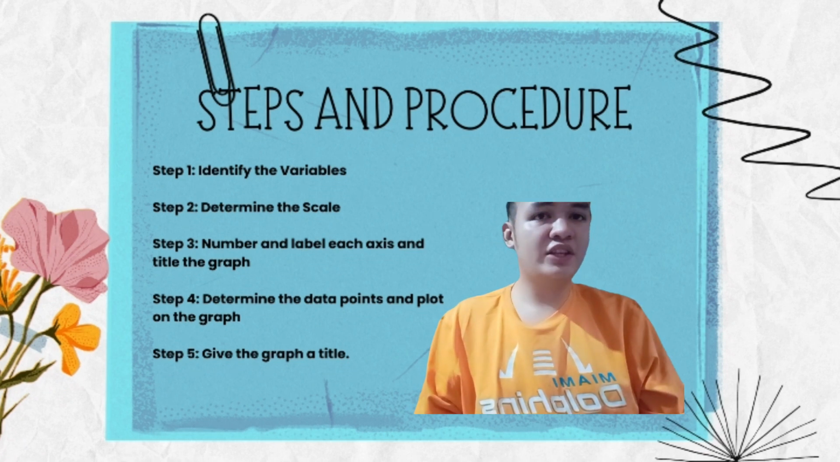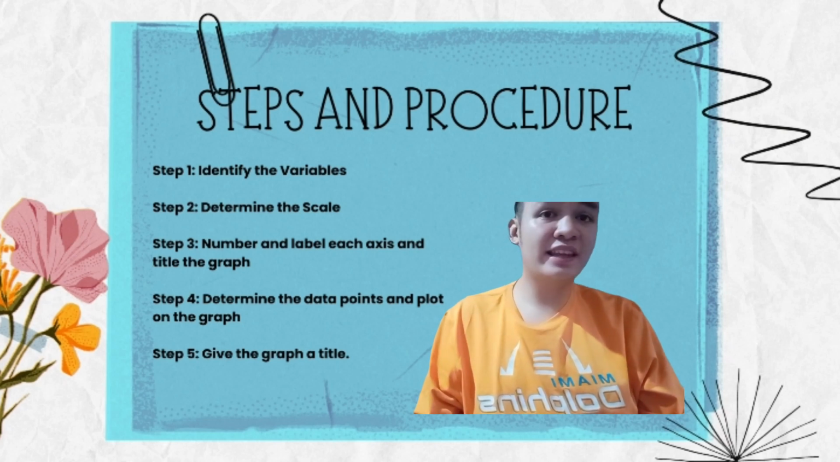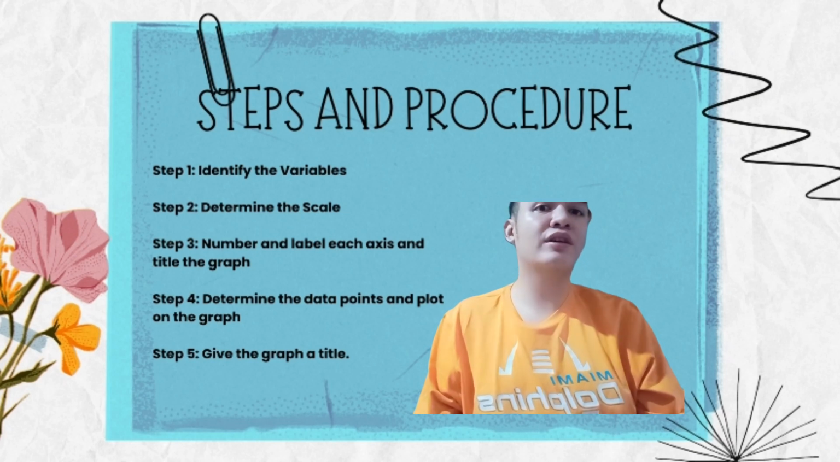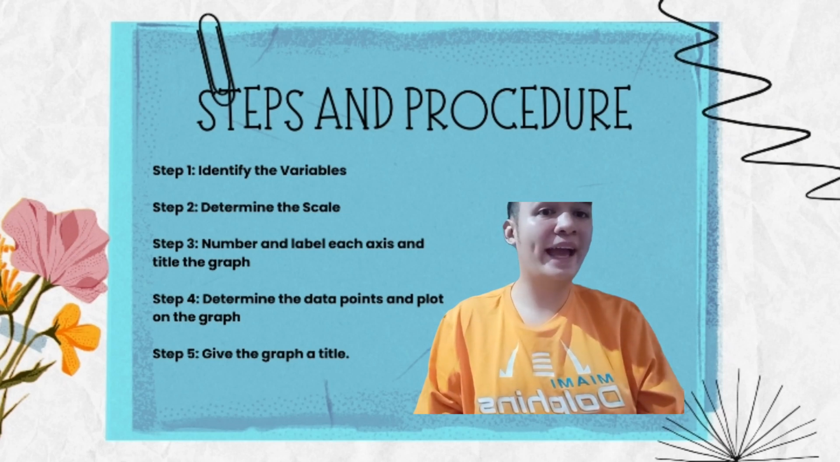Steps and procedure. To get the right data, you need to organize the data in a tabular form and present them in a broken line graph. We have 5 steps for this illustration. Step 1. Identify the variables: independent variable and dependent variable. The independent variable belongs on the x-axis or the horizontal line of the graph, while the dependent variable belongs on the y-axis or the vertical line of the graph.